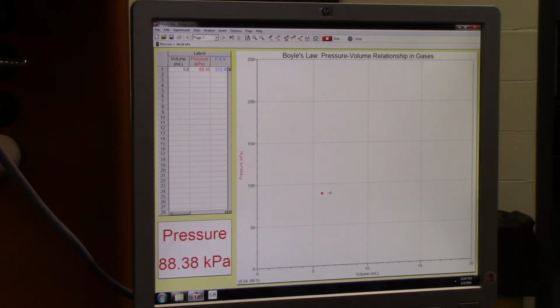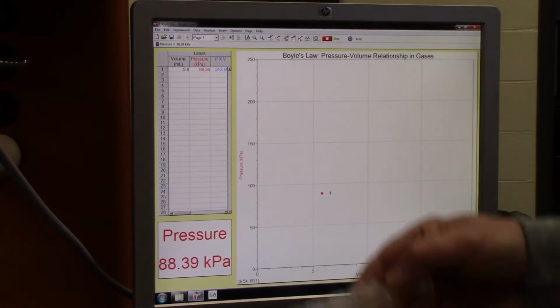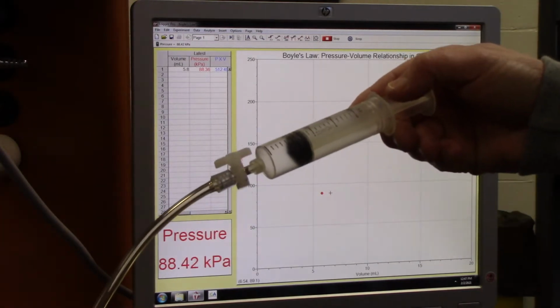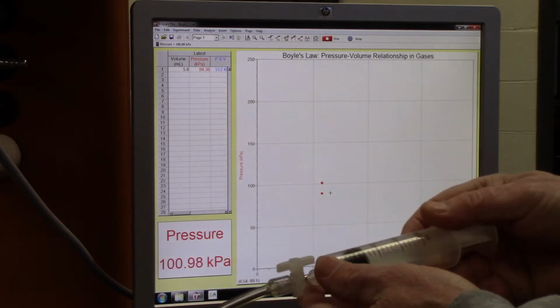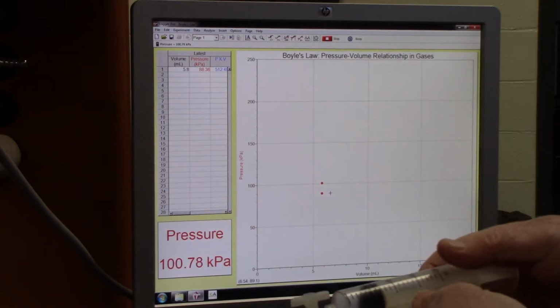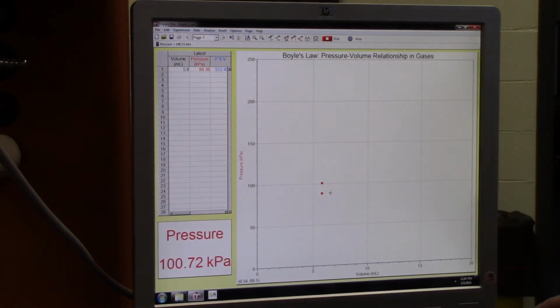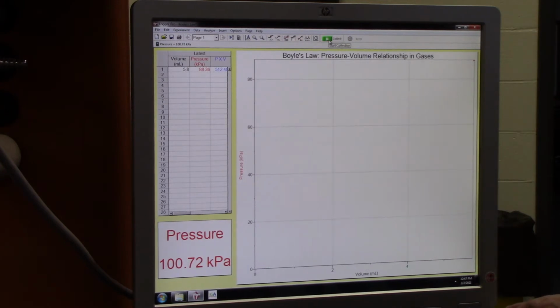Okay, next thing I'm going to do is move the syringe out. Well, I've got to redo it because it was at the wrong volume. That's fine. So let's stop and redo. All right, so actually I'm going to start over.